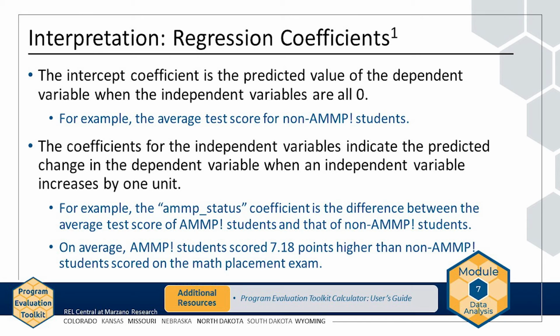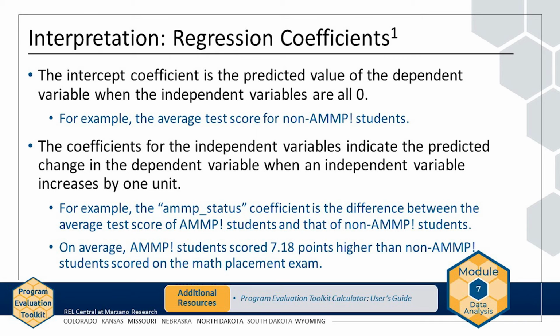Let's focus on a few aspects of the output in the Model 1 sheet. This sheet provides additional output if you want to perform more advanced analyses. There is a table with the row headings Intercept and AMP status. Look at the coefficients column. The intercept coefficient is the predicted value of the dependent variable, or the average test score in this case, when the independent variables all have a value of 0.